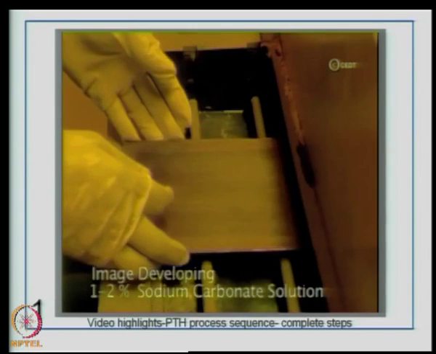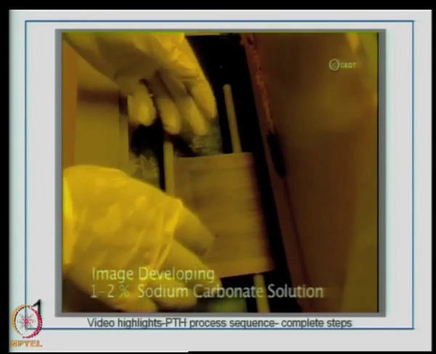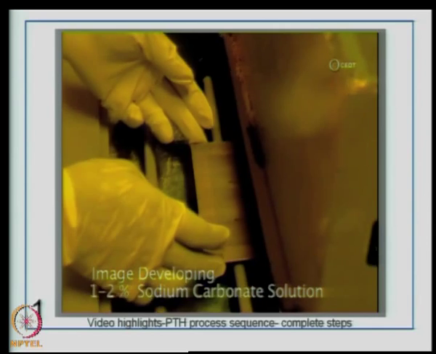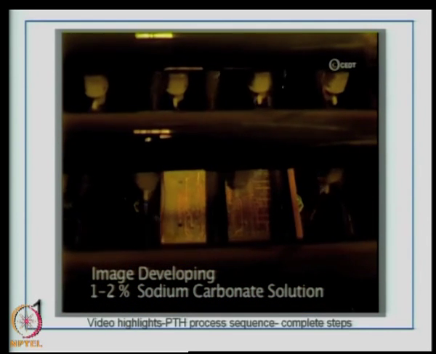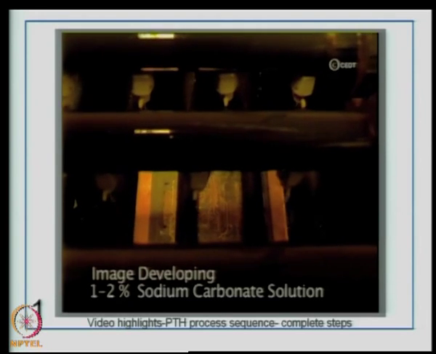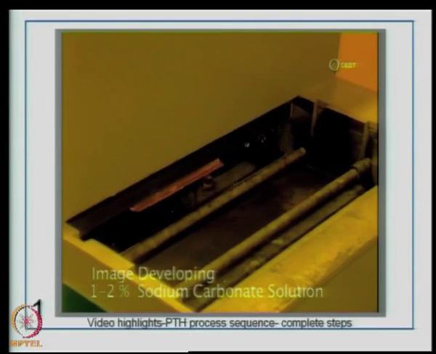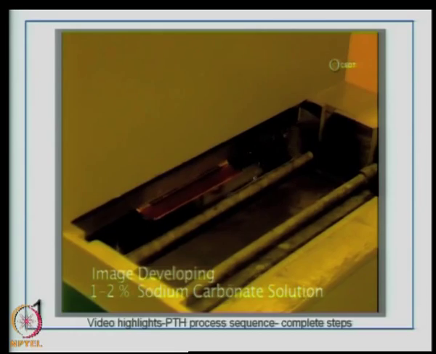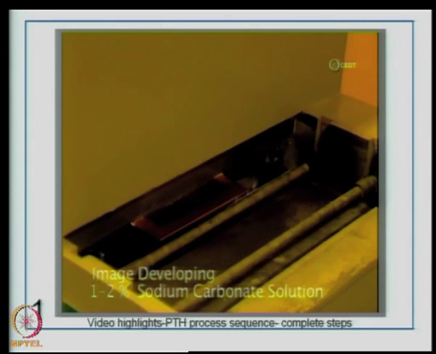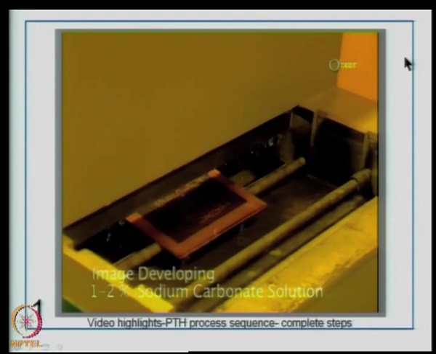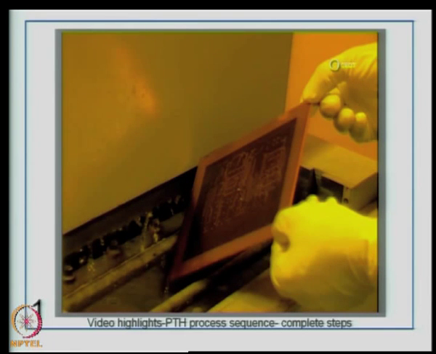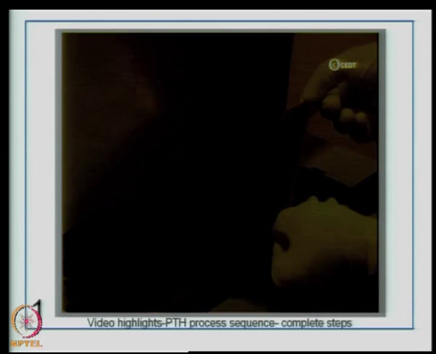Now, the board is sent for developing. After the polyolefin layer is removed from the surface of the dry film laminated structure, you develop the image using a 1 to 2% sodium carbonate solution. Now, at the end of this conveyorized machine, you will have a water rinse to remove all the excess sodium carbonate solution. Now, you can see that the board is developed.